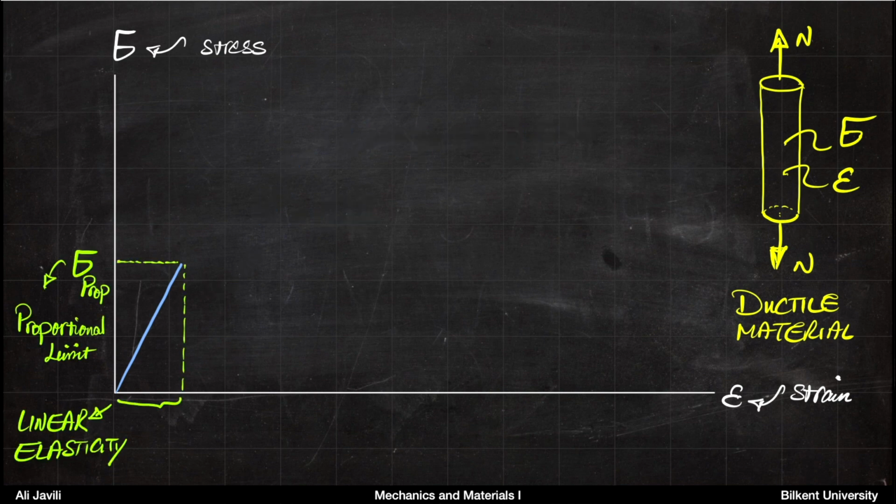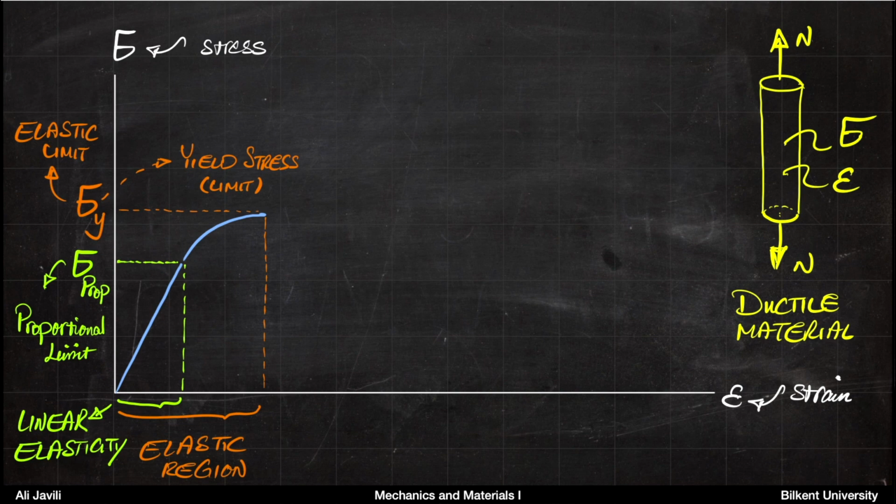This first region, we call it the linear elasticity region, or you would say the material behavior is linearly elastic. And the maximum stress that you can reach for this particular behavior is denoted as sigma prop, indicating that this is the proportional limit. Okay, remember in this region, stress is proportional to strain. So this is the proportional limit.